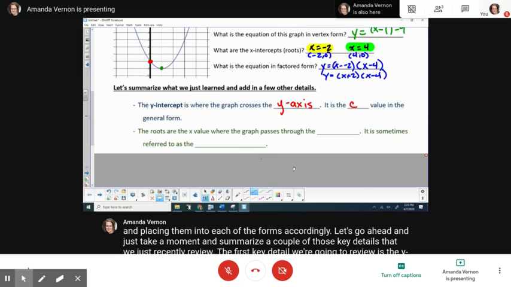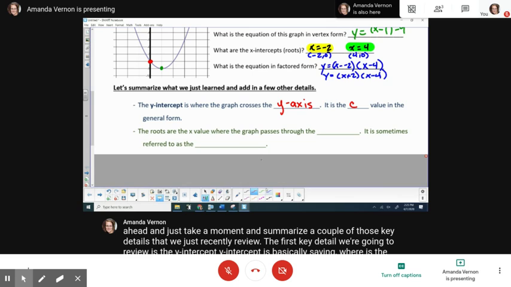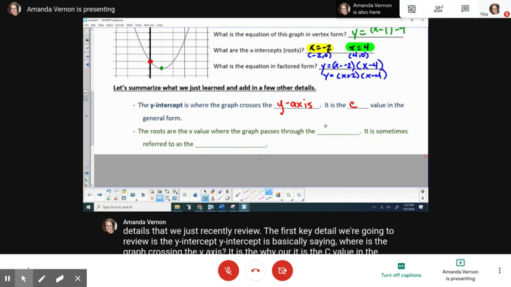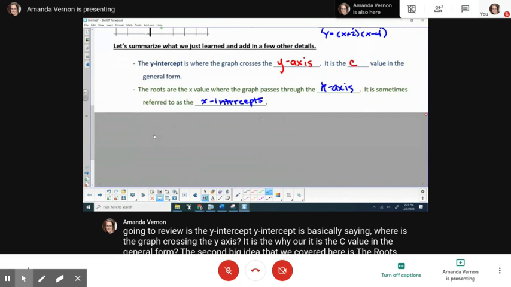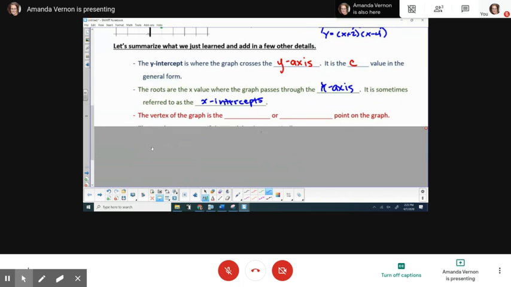The second big idea that we covered here is the roots. The roots are the x value where the graph passes through the x-axis or crosses the x-axis. That's why we often refer to them as x-intercepts. The next part that we have is the vertex. The vertex of the graph is the highest or lowest point.